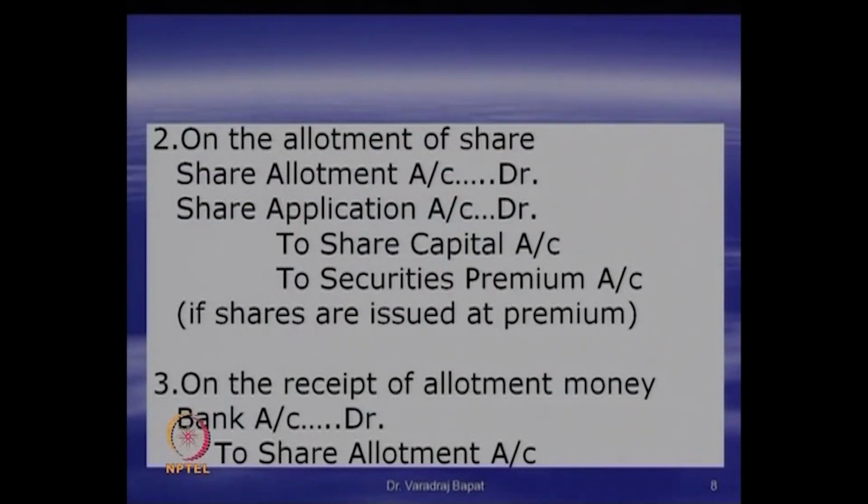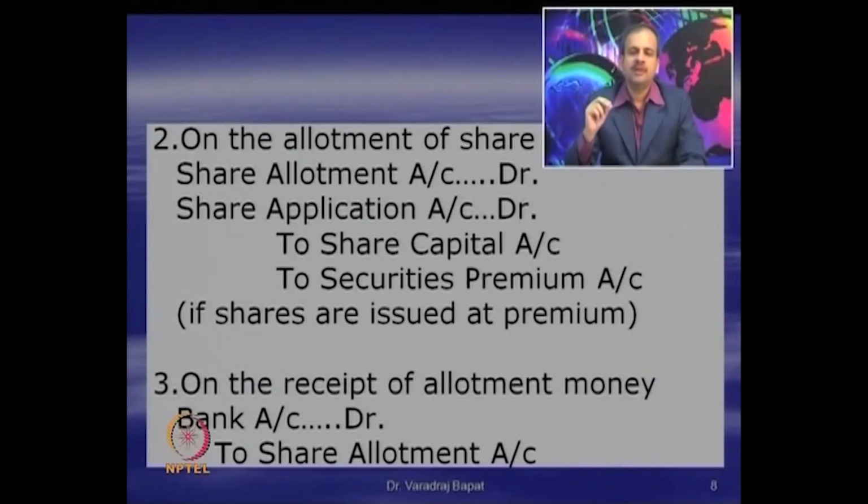So now you can see here the journal entry. It is share allotment money debit, share application money debit, because application money is already received, allotment money is now to be received, and the money is credited into share capital account and part of the money is credited into share premium account. Do you remember what premium is? In the beginning I told you that if the face value of the shares is 10 and I am issuing the shares for 15, that 5 rupees which is extra the company collects is known as securities premium. So share capital account will be credited with 10 rupees and securities premium will be credited with 5 rupees.